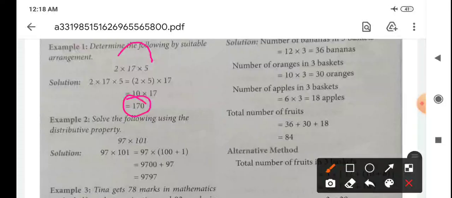Okay. Then solve the following using the distributive property. If we separate this 101 into 100 plus 1, then we put distributive property, means 97 multiply 100 plus 97 multiply 1, that is 9700 plus 97, then we get this one.